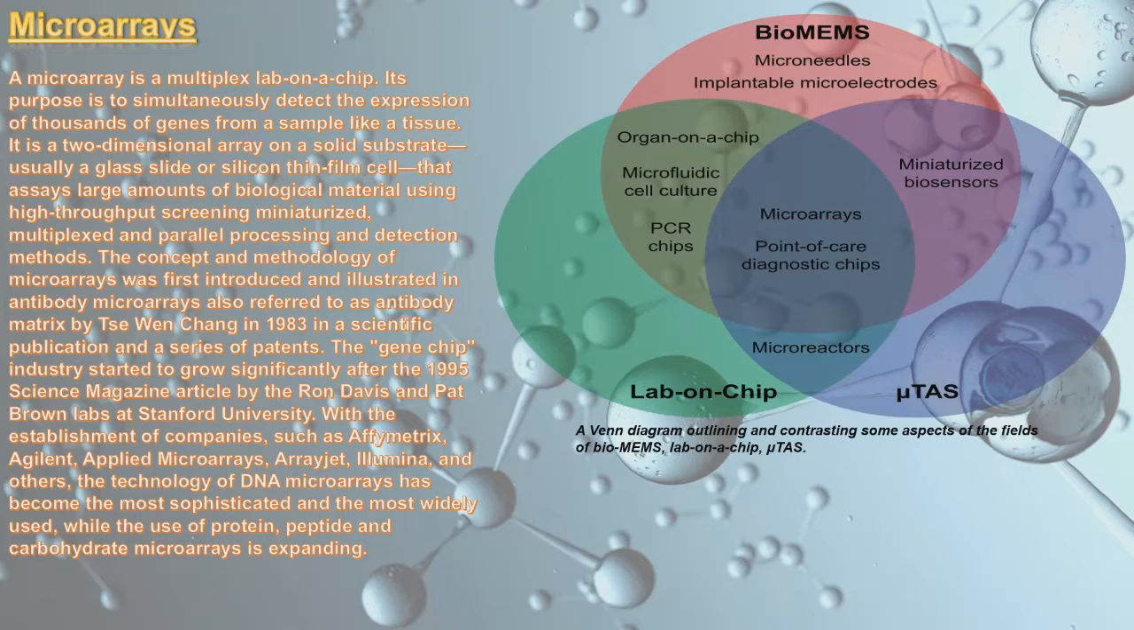The concept and methodology of microarrays was first introduced and illustrated in antibody microarrays, also referred to as antibody matrix, in 1983. The gene chip industry started to grow simultaneously after 1995, with the establishment of companies such as Affymetrix, Agilent, Applied Microarrays, Arrayjet, Illumina, and others. The technology of DNA microarrays has become the most sophisticated and the most widely used, while the use of protein, peptide, and carbohydrate microarrays is rapidly expanding.